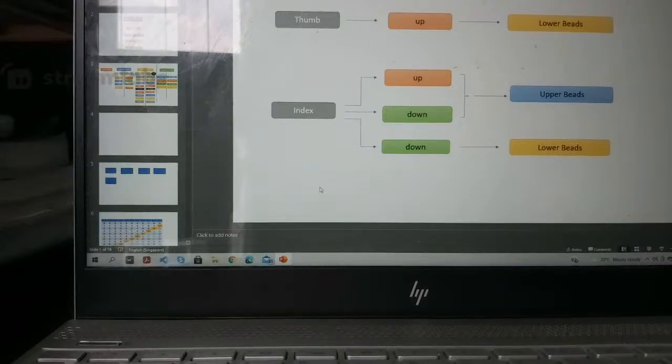Anvi, right answer, beta, 161. Wow, so fast. Next question. 161, right answer. Next question.